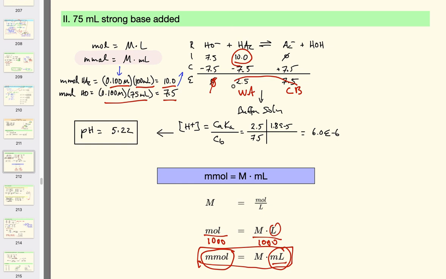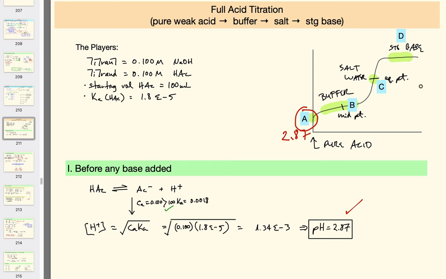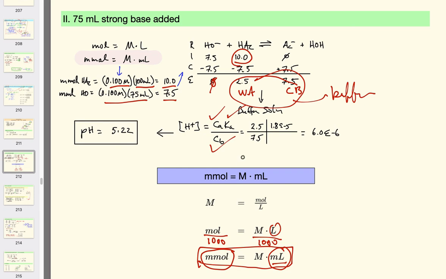So what do we see here? Look at your E in your RICE equation, and you see what? You have a buffer solution. Very simple. Cut to the chase. There's your formula. You know Cb, you know Ca. In this case, we're talking about the amount in moles. You know Ka. Plug it in, and you get the H plus. Convert that to pH, 5.22. If we're keeping score, we now know that the pH is 5.22 when we've added 7.5 millimoles, or 75 milliliters.